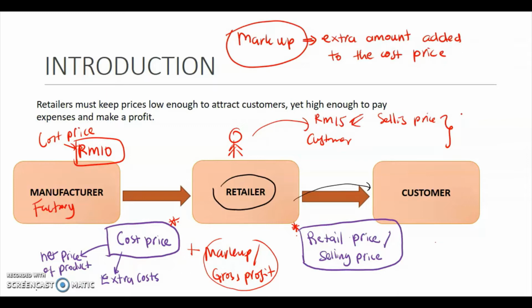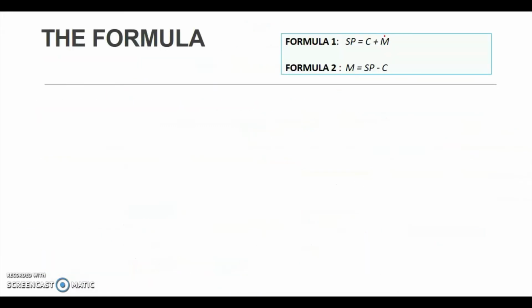From this illustration, I can develop the formula to get the selling price. SP is the selling price. The formula is SP equals C plus M, where C is the cost price and M is the markup. From the formula SP equals C plus M, I can derive the formula to find the value of M, the markup. So M equals SP minus C.